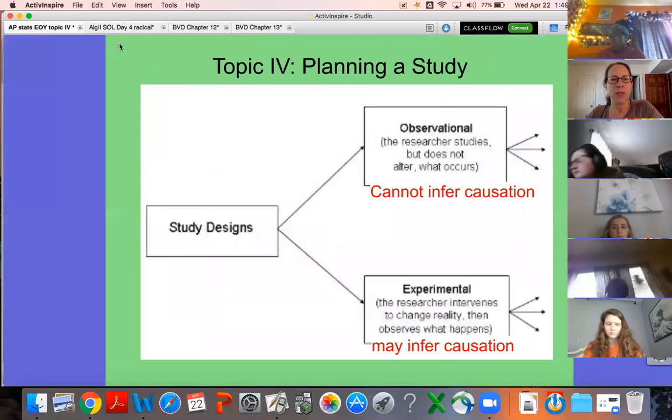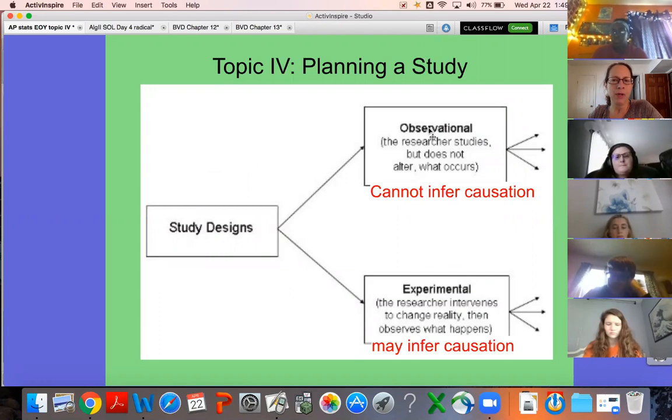Let's start with the difference between an observational study and an experiment. The biggest thing with an observational study is the data's already been collected. We just go in and look, and we're trying to infer something, but you cannot infer causation. We're just trying to gather some kind of information. But for an experiment, we're actually controlling the data. So in that case, you may infer causation.